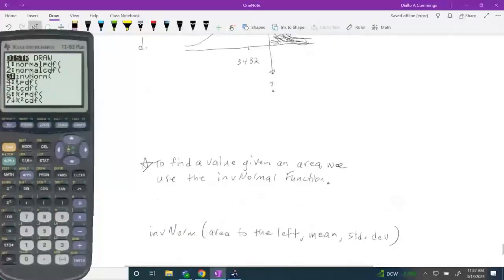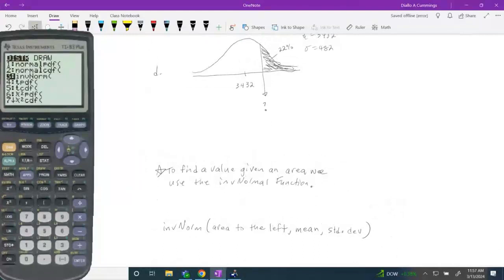So now if we take a look at our problem, I'm not actually giving the area to the left. I'm giving the area to the right. The inverse normal function requires the area to the left. I can find the area to the left by subtracting the area to the right from 100%.